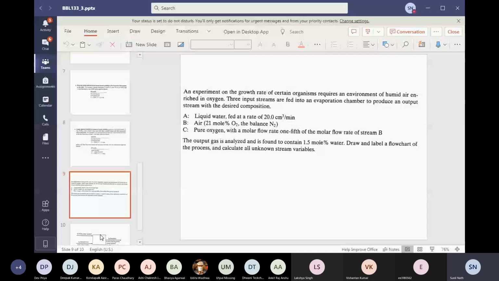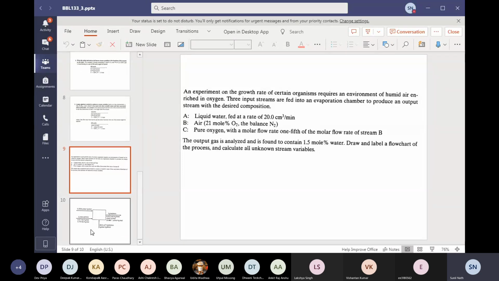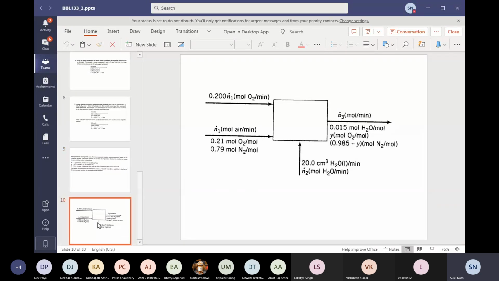So this is the way it is put. 1/5 he has put as 0.2, which is fine. Composition mole fraction of N1 dot he has put, okay, 20 centimeter cube per minute. You already converted it to mole per minute, so you can put 10 by 9.